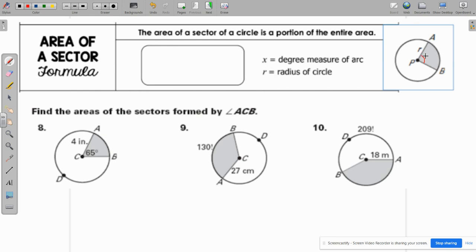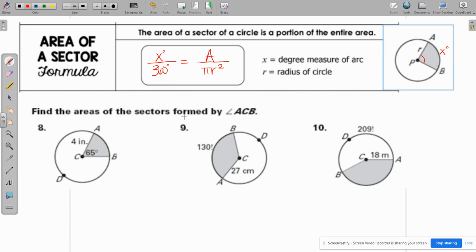So if x is the degree measure of this arc, so if this arc right here is x degrees, and the radius of the circle is r, then the proportion that we have is x degrees over 360 degrees, so the part compared to the whole, is equal to the part of the area. So this sector area, which we're going to call capital A, over the area of the entire circle, which we know is pi r squared. So we're going to utilize that proportion to find the different sector areas here.